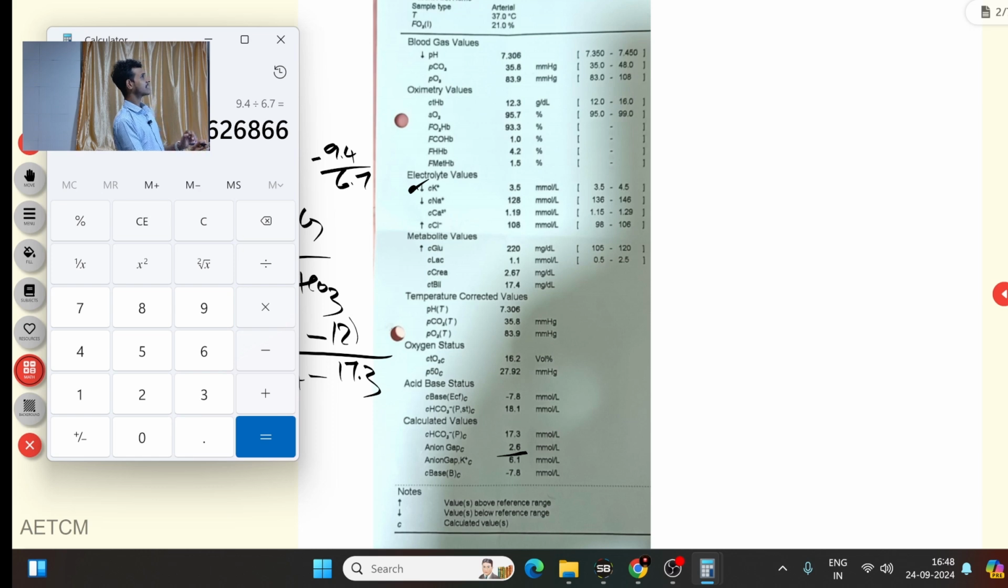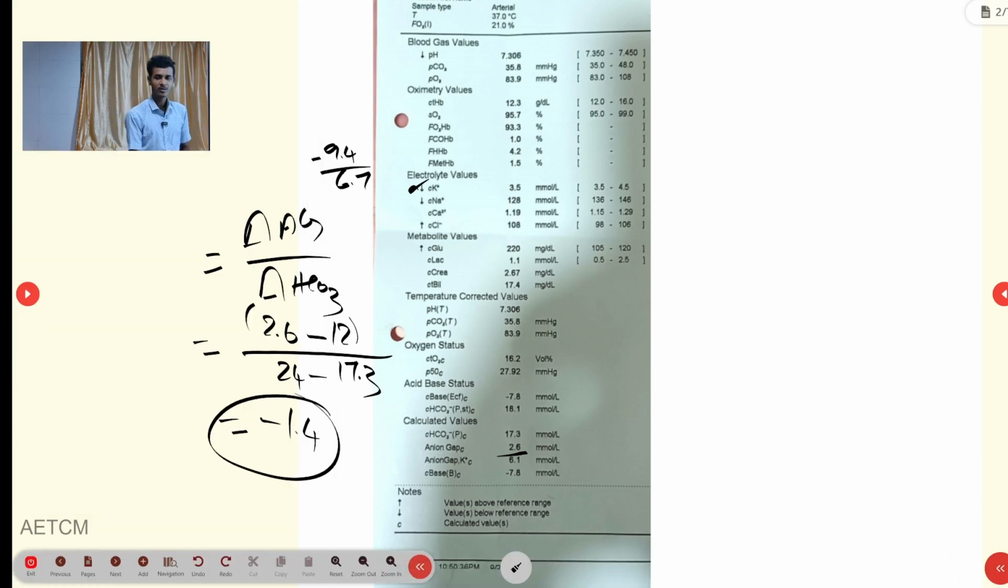What value are we getting here? Minus 1.4. Am I right? Minus 1.4, what is it indicating? It is a normal anion gap metabolic acidosis, or a negative anion gap metabolic acidosis, but it is not in a state of alkalosis. Our only concern is whether metabolic alkalosis is there or not, but the value is on the negative side, so you can simply conclude the person has a metabolic acidosis alone. Clear? So this is your step 4.